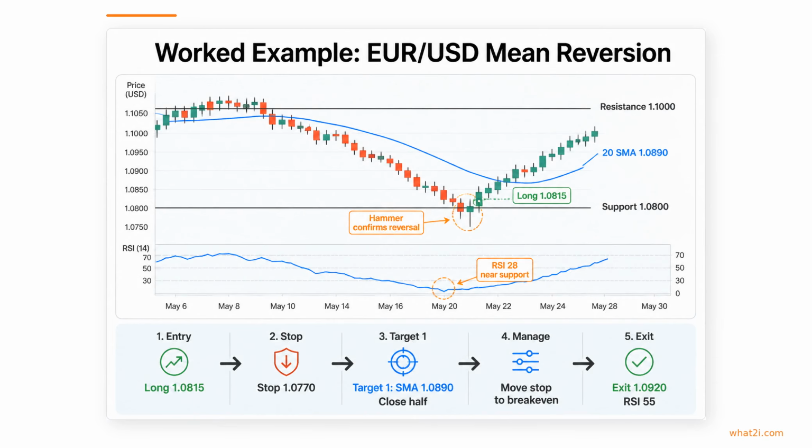In this Euro-USD example, the setup comes together in a very typical way. Price is holding inside a range, RSI drops to an oversold reading near support, a hammer signals rejection of lower prices, and that gives a more structured reason to enter long with the expectation of a move back toward the average.